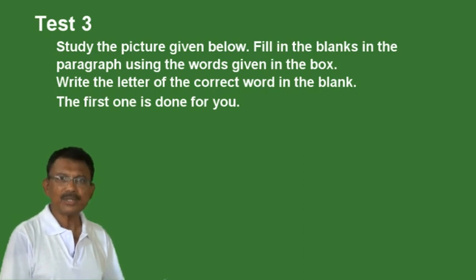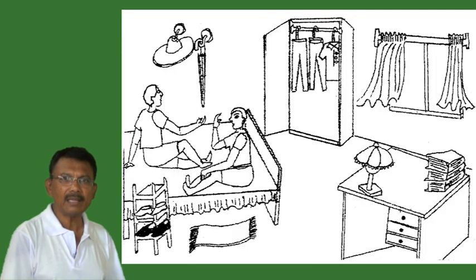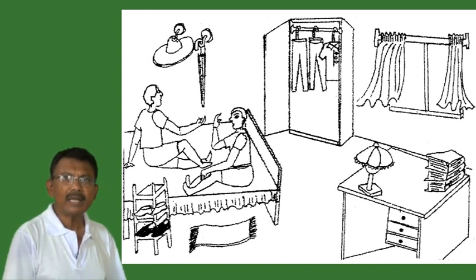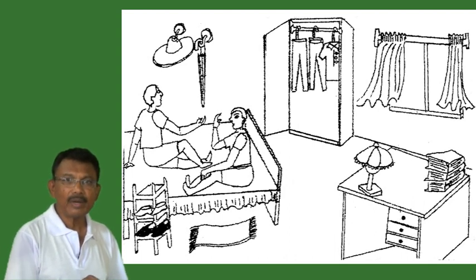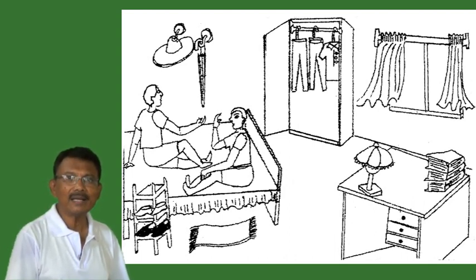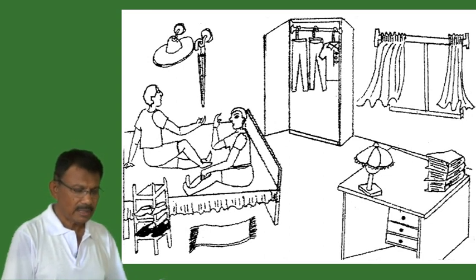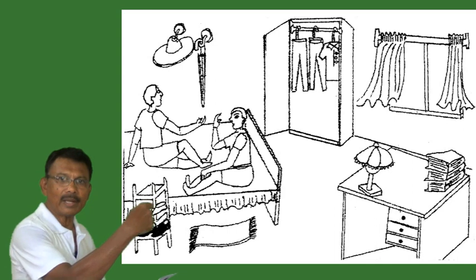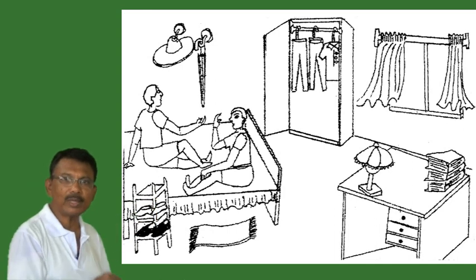Let's look at the picture first. Before you fill in the blanks, it is advisable for you to look at the picture and understand it, so that it will be easy for you to answer the question or fill the blanks. So let's look at the picture. What can you see in the picture? On the right hand side, top corner of the picture, this is my right hand side top corner, bottom and top. I think you know bottom and top.